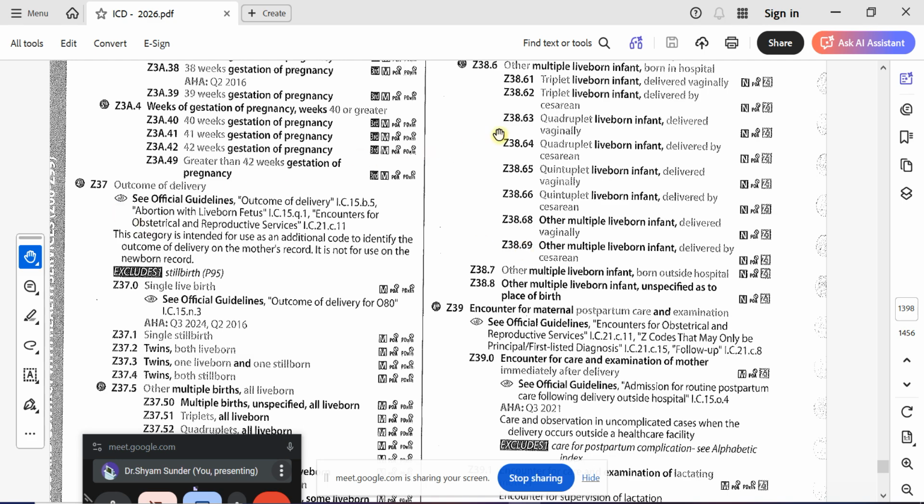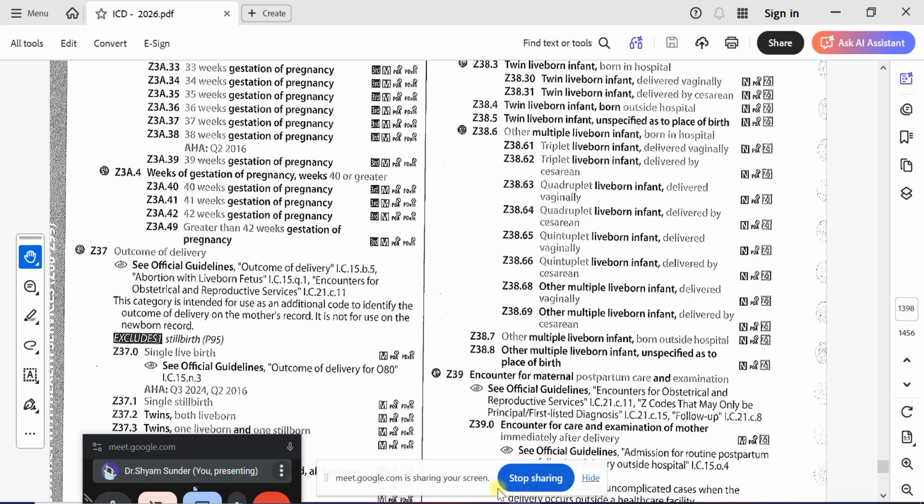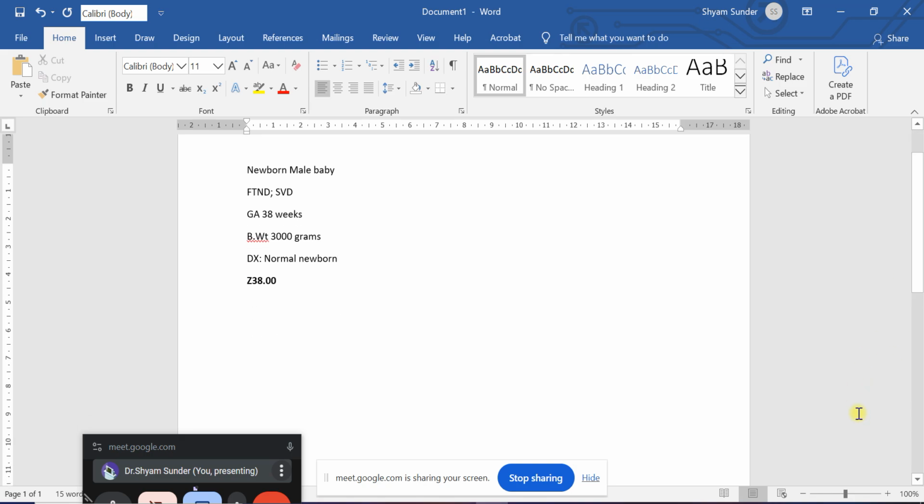Z37 and Z38 look similar. Sometimes new coders apply Z38 codes on the mother's record and Z37 codes on the baby's record. It should not be done. So in this case, this is full term normal delivery, right? Normal delivery means SVD, spontaneous vaginal delivery. So your code is Z38.00. Very good.